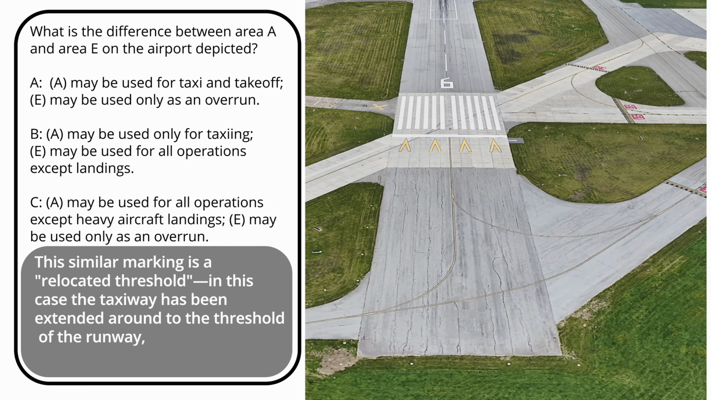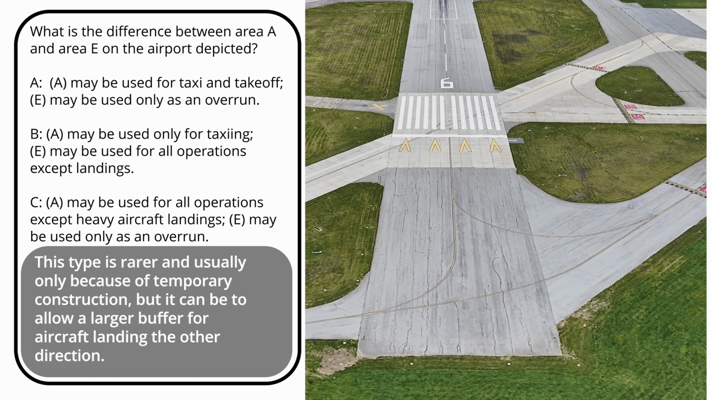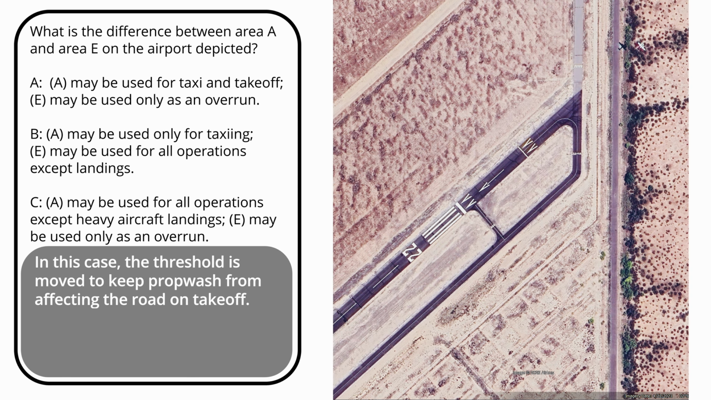In this case, the taxiway has been extended around to the threshold of the runway, but as the yellow paint shows, it's just a taxiway and cannot be used for takeoff or landing, even though it's lined up with the runway. This type is rarer, and usually only because of temporary construction, but it can be to allow a larger buffer for aircraft landing the other direction. In this case, the threshold is moved to keep prop wash from affecting the road on takeoff.